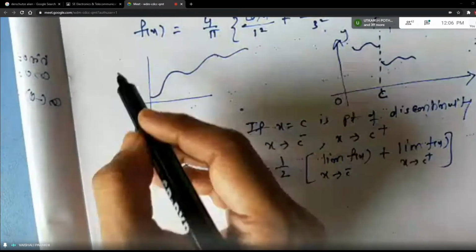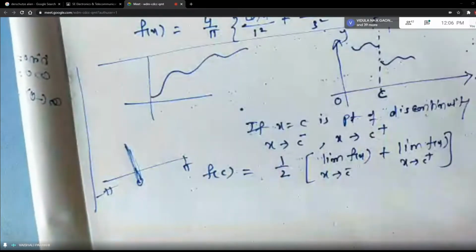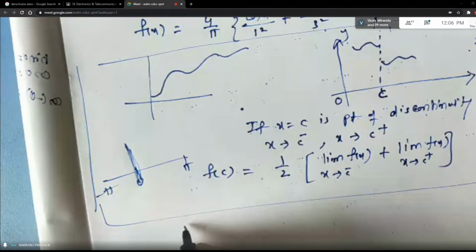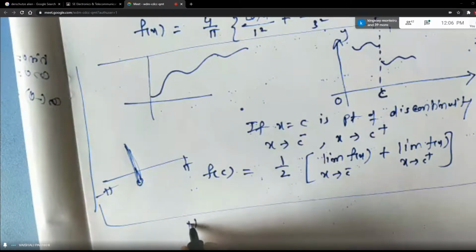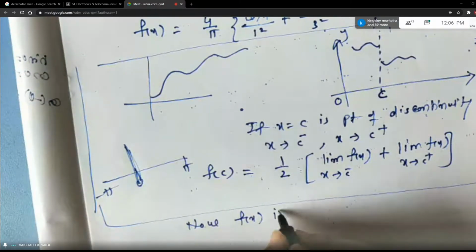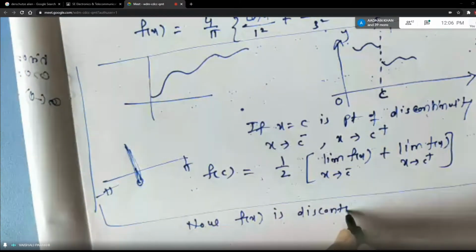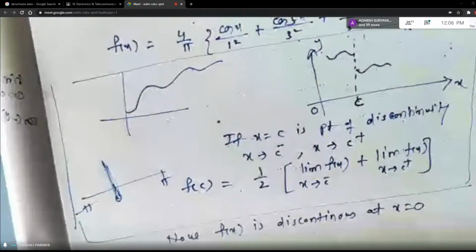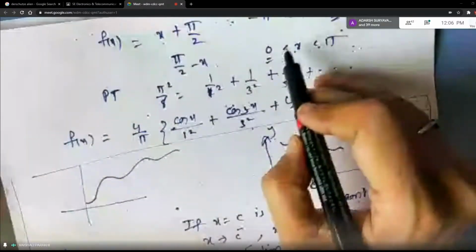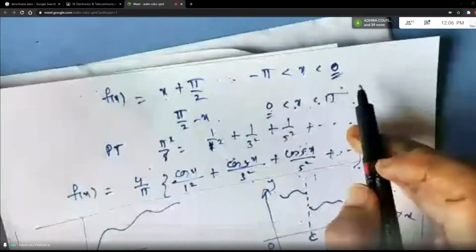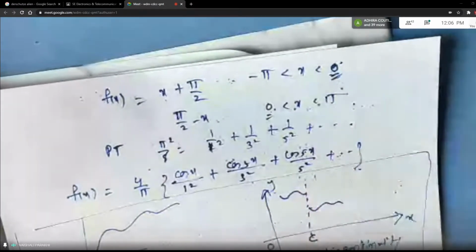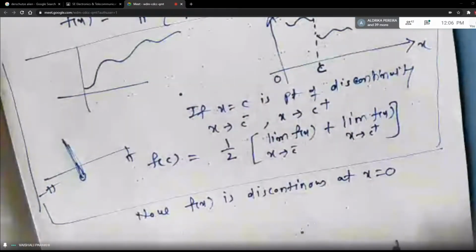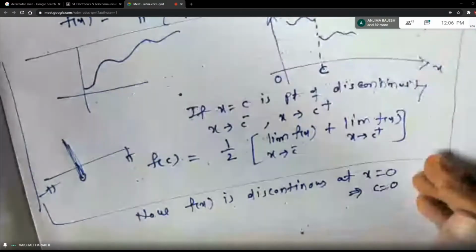So this is just the information I have given, and now the continuation of this is in this problem. Our f of x is discontinuous at x equal to 0. Why at x equal to 0, see students? Because it is breaking at 0, right? That's why the function is discontinuous at x equal to 0. So point c is equal to 0.